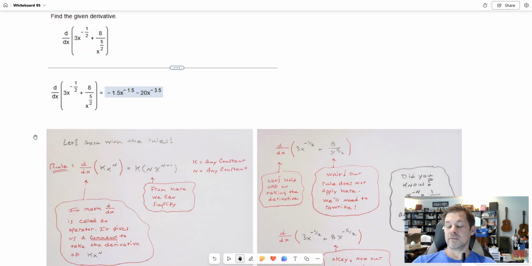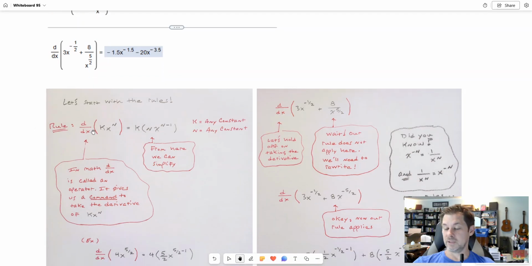Okay, so that's the disclaimer. I got that out of the way. Here is the objective of our class: to find the derivative of this, knowing the rule and understanding the rule as it applies. Here's the rule that would apply to something like this.